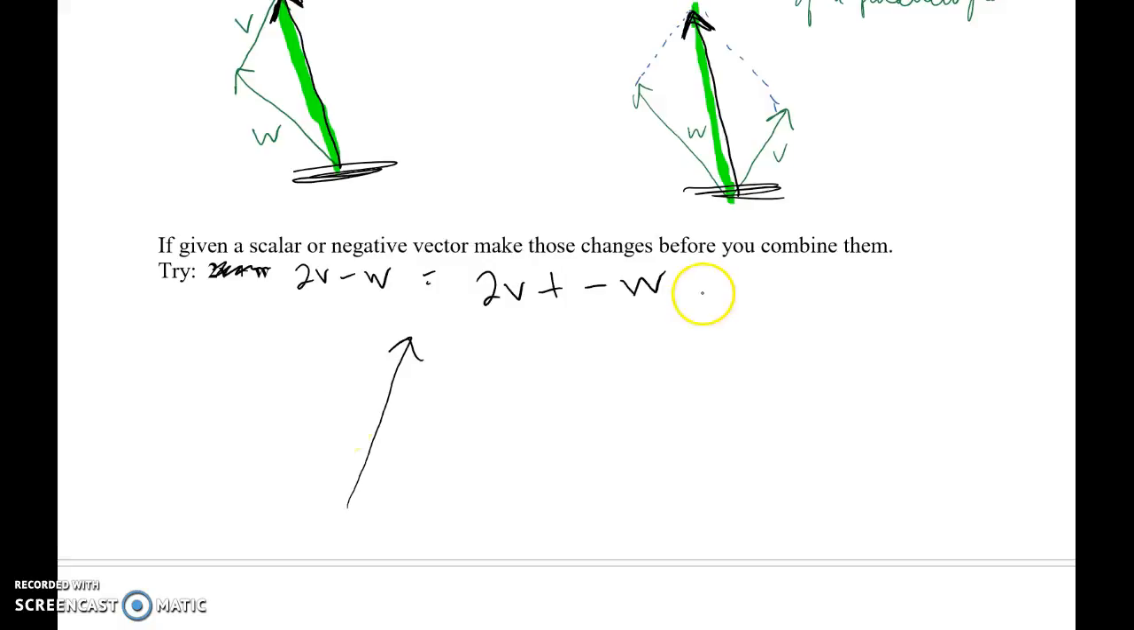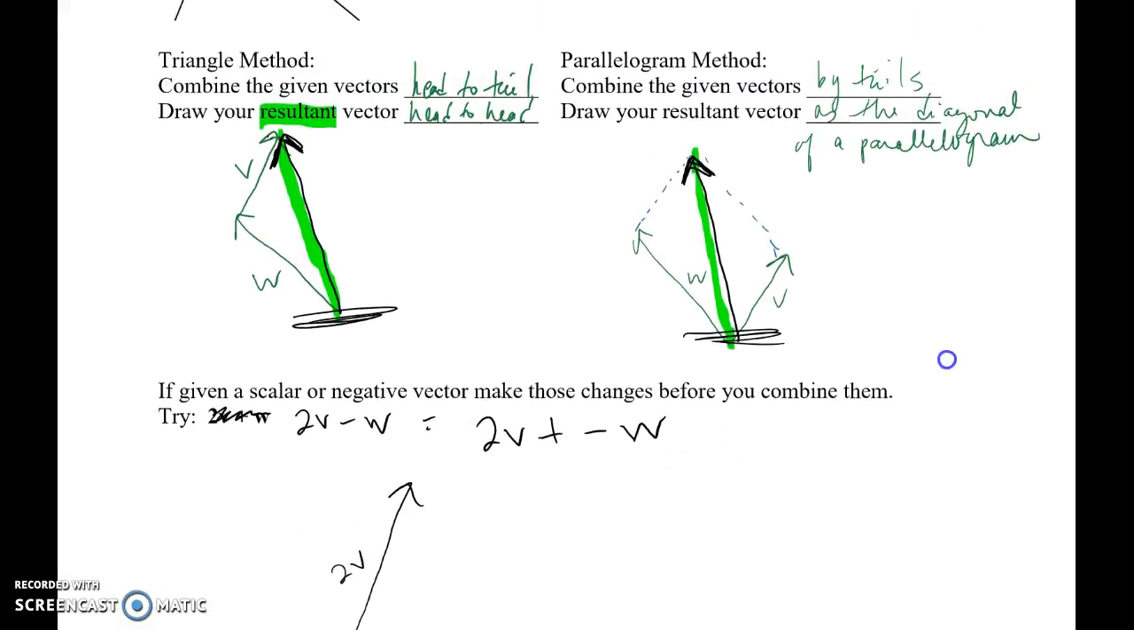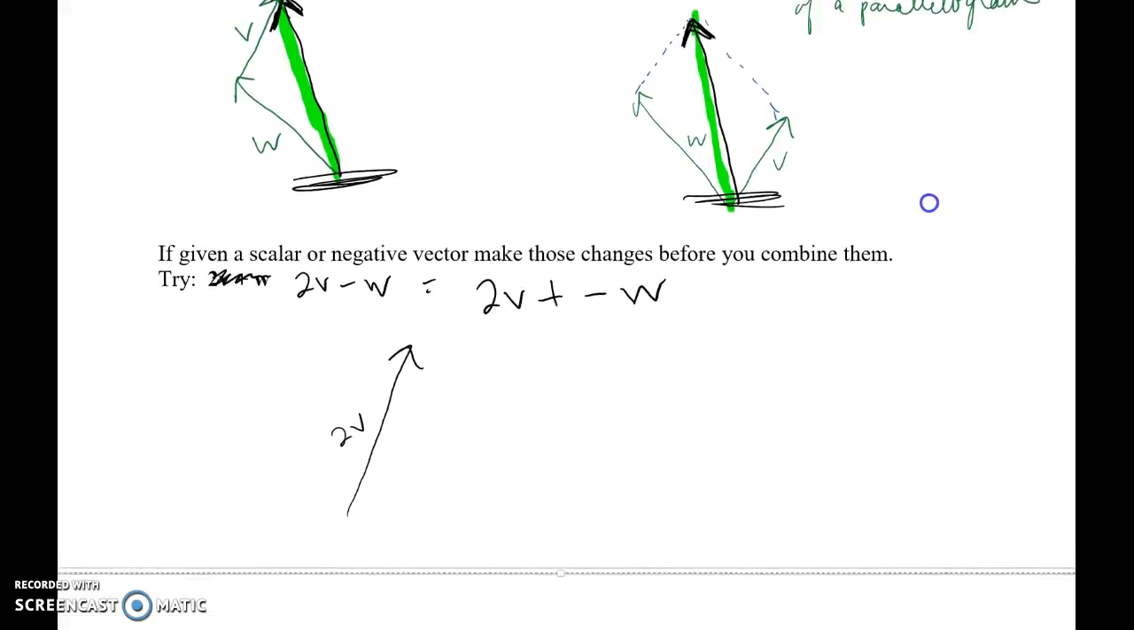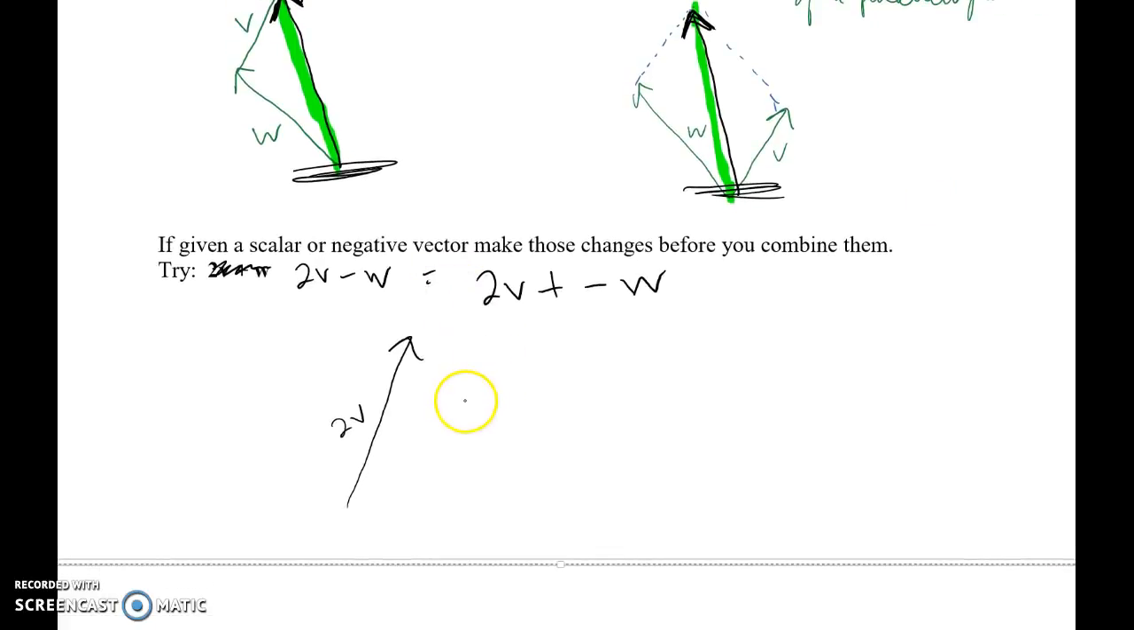So that looks to be 2v, okay? A negative w means I'm going to draw the w one, but it's negative, so I flip the arrowhead to the other side. So it looks like this, but now the arrowhead's going that way. It might be just a little bit longer. Okay, so there is a negative w, and there is a 2v.